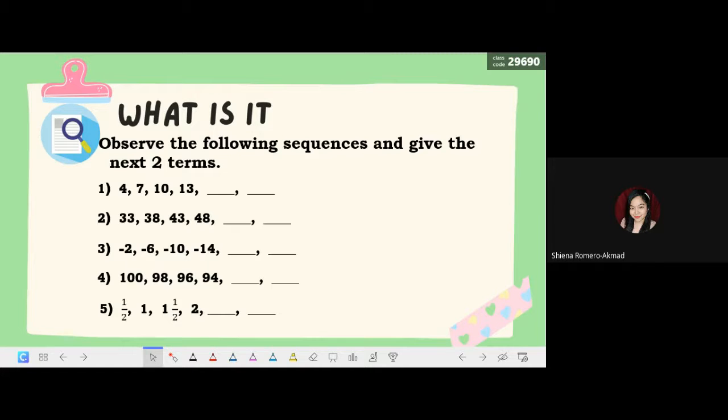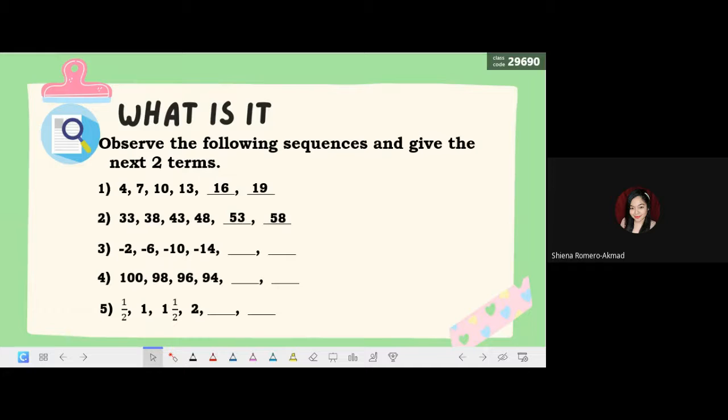Ayan. O, pare-pareho pala kayo ng sagot eh. That is 16, 19. Correct. Number 2. Tama yung mga sagot nila. Yeah, but for number 2, we have 53, 58. Oh, correct. Your answers are all correct.